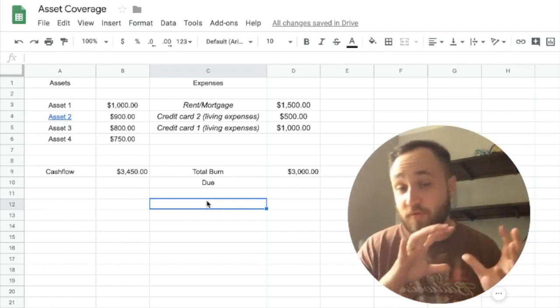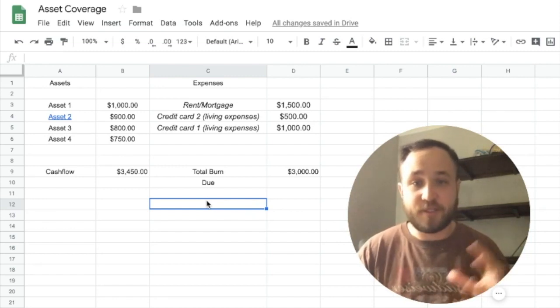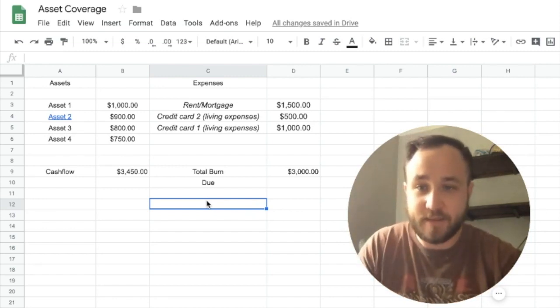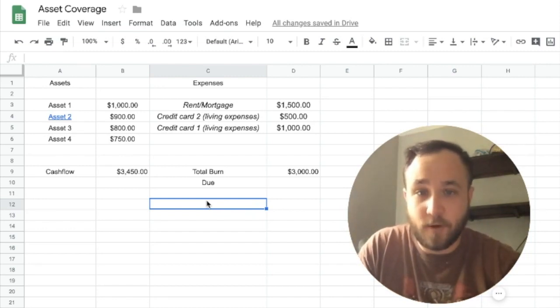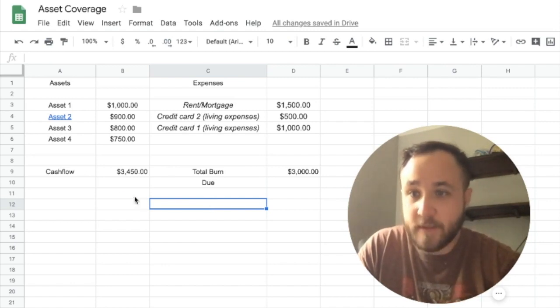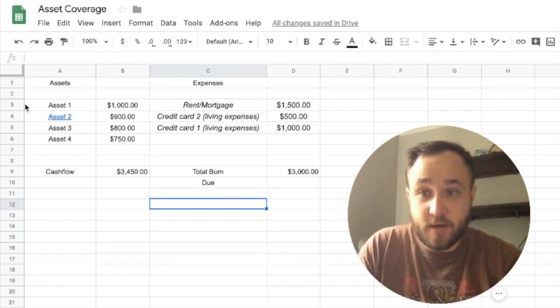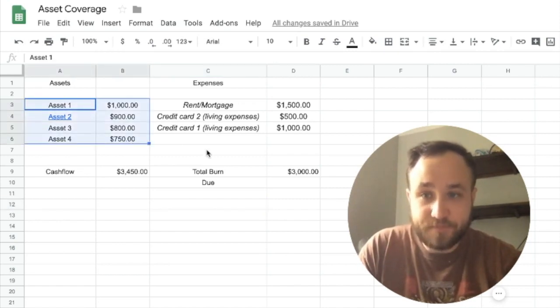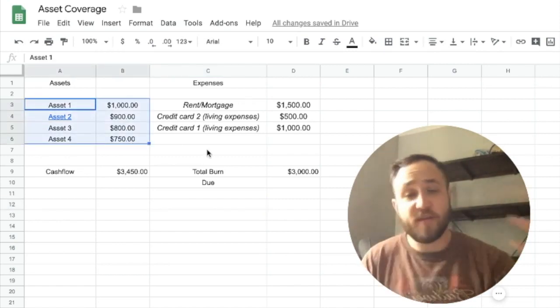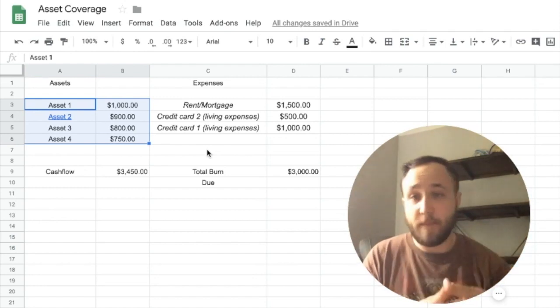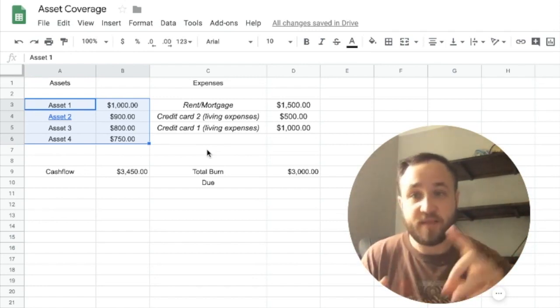Obviously, like I mentioned before, getting rid of debt first, like your credit card debt and things like that, is a fundamental part to this whole equation here. So this personal P&L here has four assets. Those are four different websites, let's say, from Flippa. They're all generating $1,000 a month.